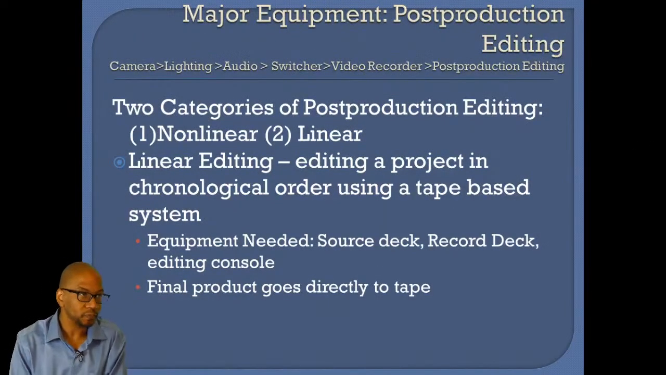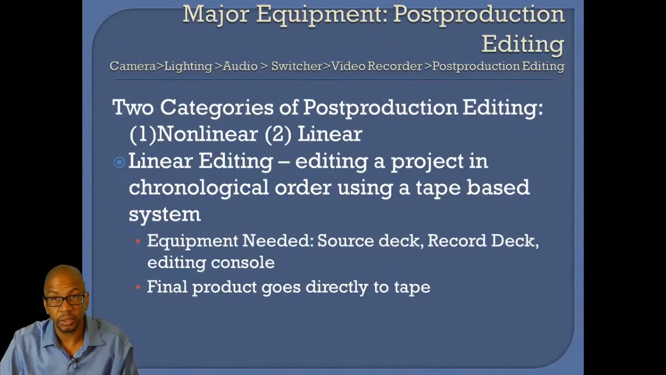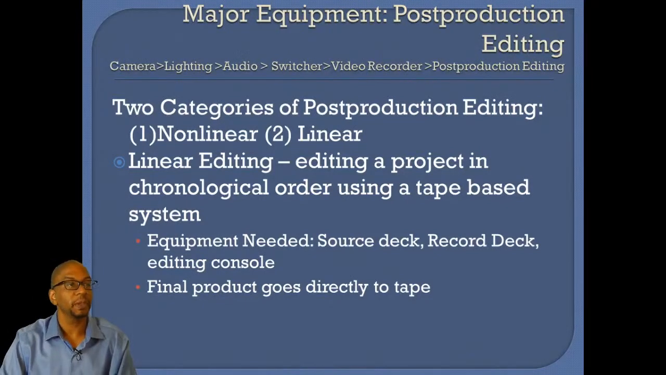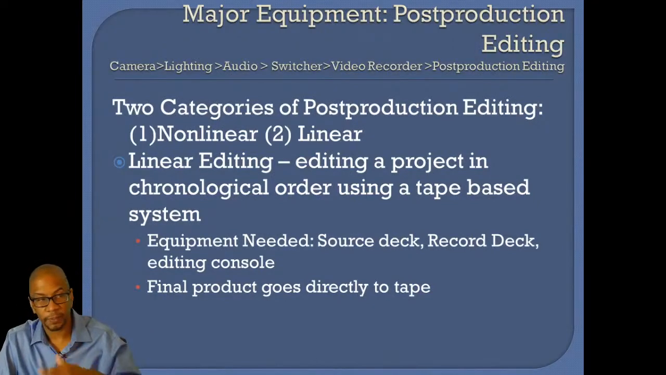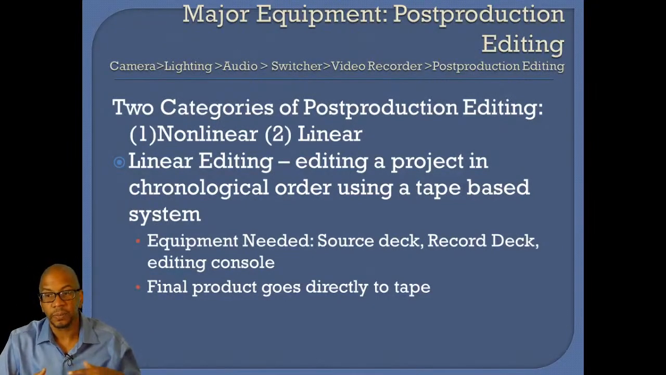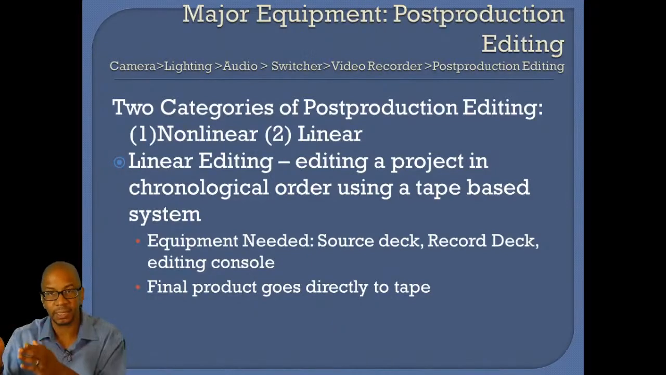The two categories of post-production editing are linear and nonlinear. That's what this whole lesson is about. With linear, meaning like in a line, you have to edit a project in the chronological order of how you want that project to go. You can't be shuffling clips around on a timeline. You just have to do it exactly where the beginning is at the beginning, the middle is in the middle, and the end is at the end.